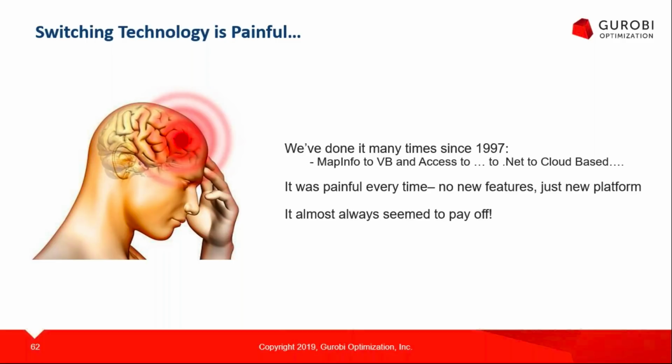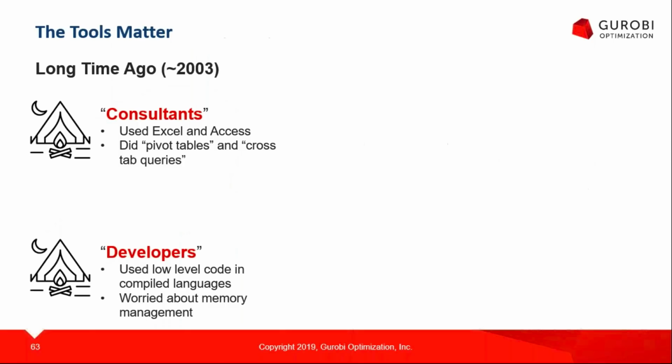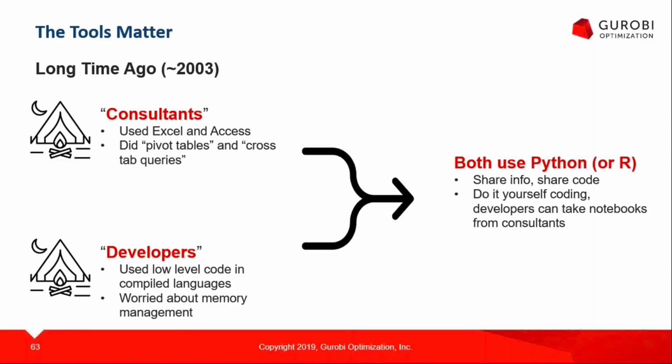But in the end, it almost always seemed to pay off to stay on top of what the modern technology is. If we look at where we progressed with technology back in, say, 2003, there were basically two camps. There were consultants who used Excel and did crazy things with pivot tables and queries, really sophisticated analysis techniques, and then developers were doing more low-level coding, worrying about things like memory management. What we've seen over time is that both have converged into using Python, where there's now more easy sharing of information, more do-it-yourself, where the consultants can actually get some of the math models built and turn those over to developers to finalize.